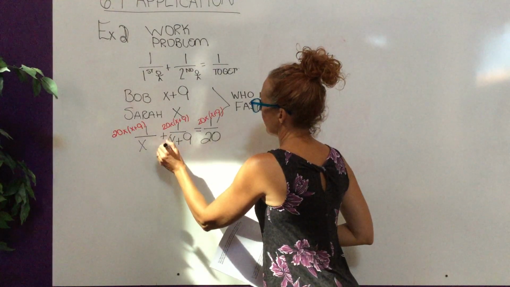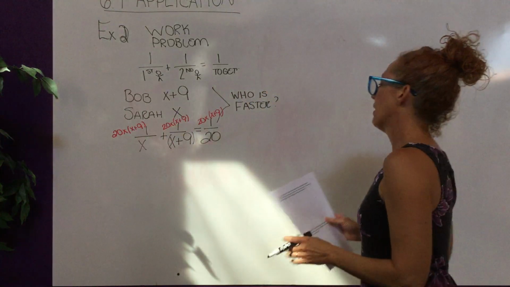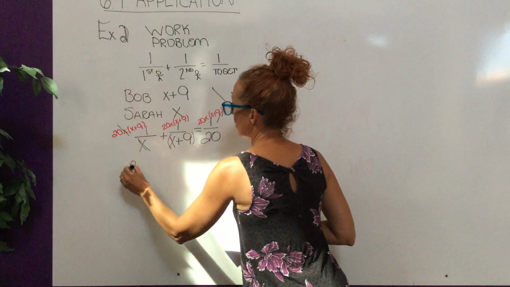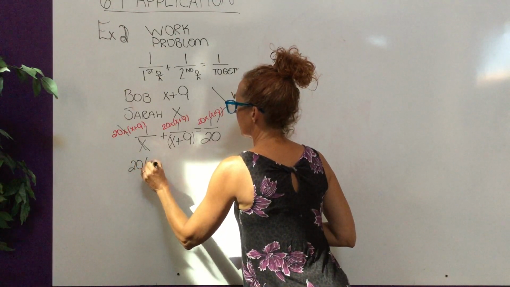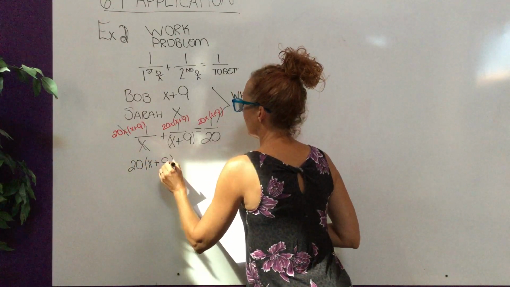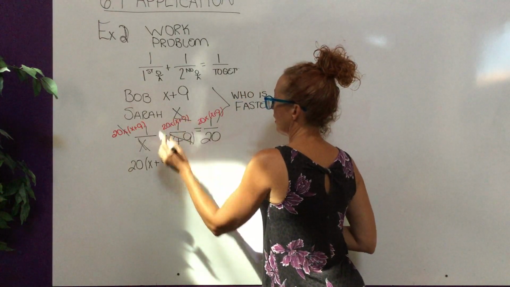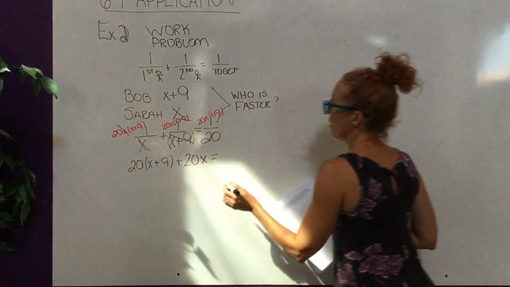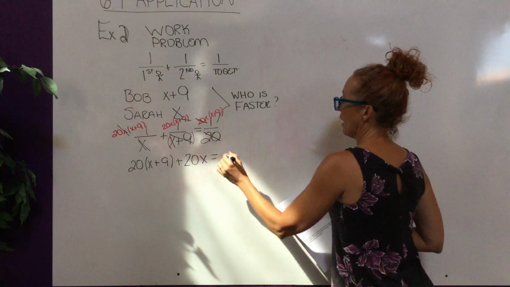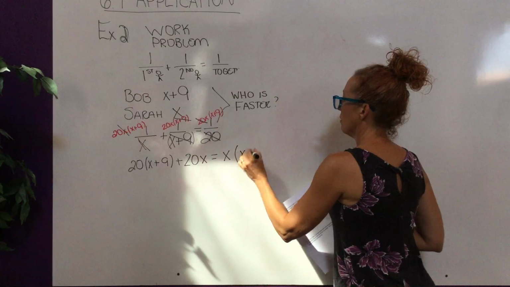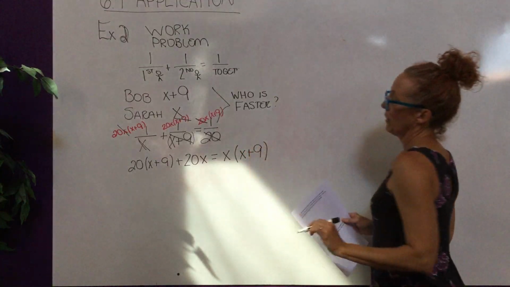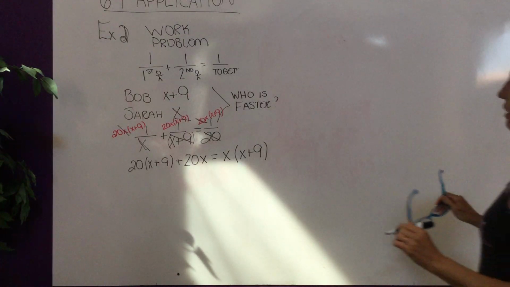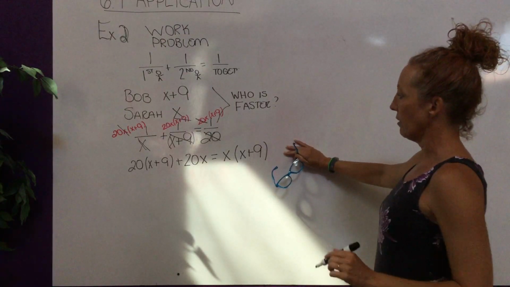I would throw this in parentheses. And let's cross out those factors. This x cancels with that x. So we have 20 parentheses x plus 9. This cancels with this, so plus 20x. And here the 20s cancel. So we end up with an equation that looks a little bit more complicated than what we were getting on the first page. But we can handle this.